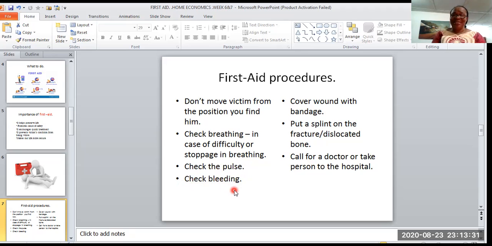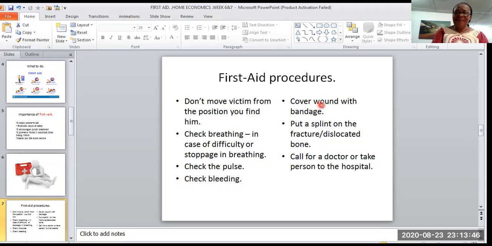Check bleeding. Is there any bleeding? Did he hit his head? Did he hit his hand? Where is the bleeding coming from, if any? You must be able to find out.